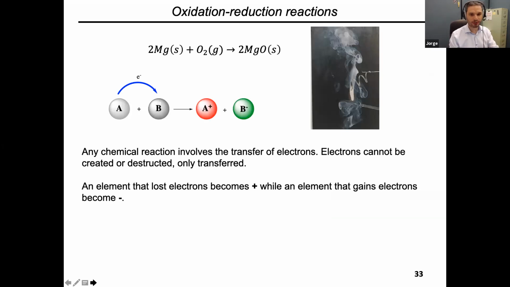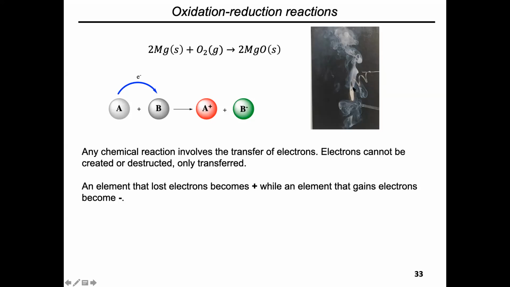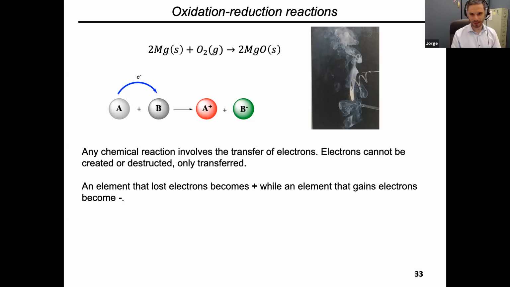Okay, so at this point, I would like to start a new topic. We will talk about oxidation reduction reactions, also called redox reactions. There is a very neat experiment, and it's a shame that I cannot show you live. If we have magnesium strips and we put fire on them, they will burn and produce a very bright, beautiful white light. The result of this reaction is the formation of magnesium oxide.